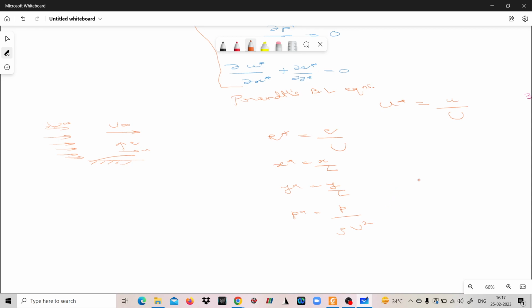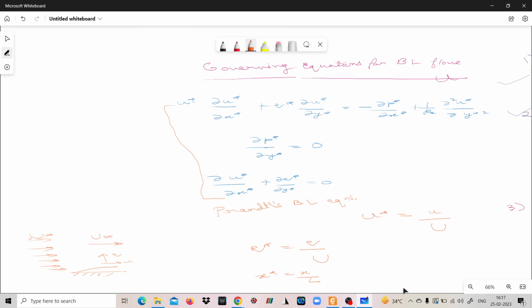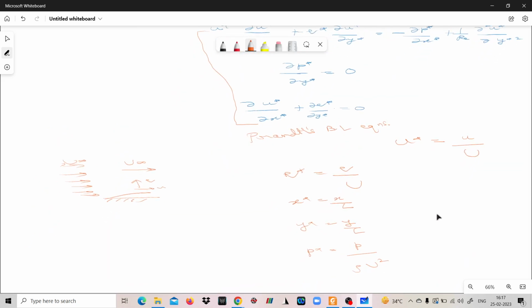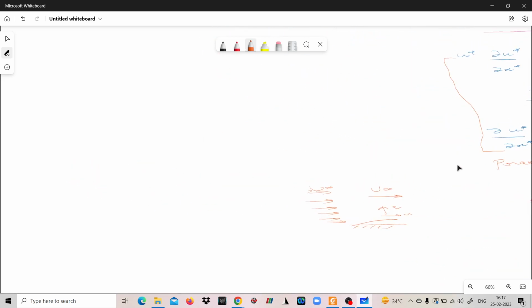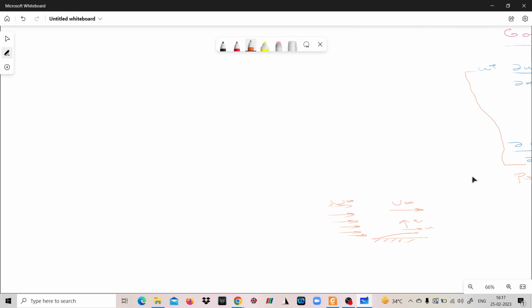So basically the non-dimensional form of the equations are these. These are the governing equations, but definitely if you want to find a unique solution to these governing equations, you need certain boundary conditions. So what are the set of available boundary conditions?